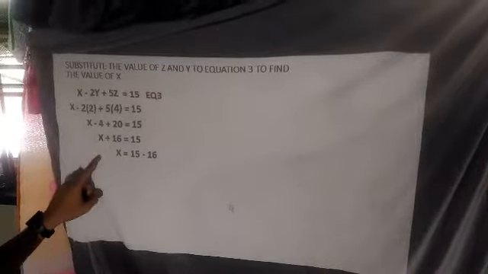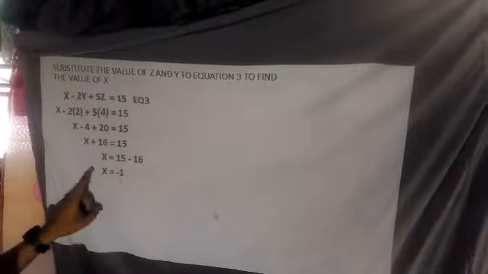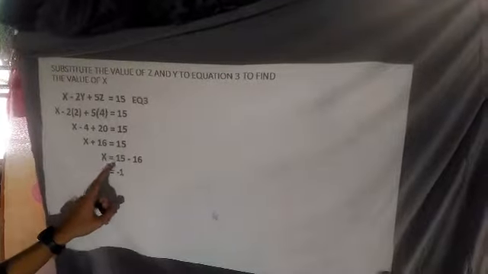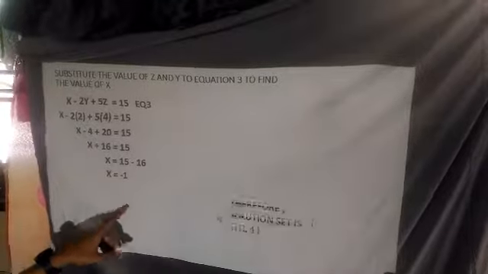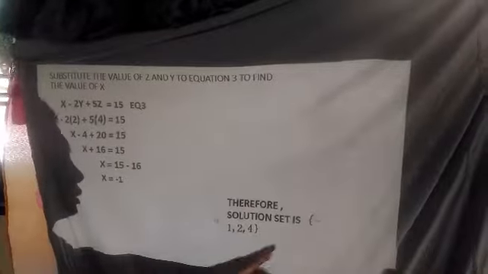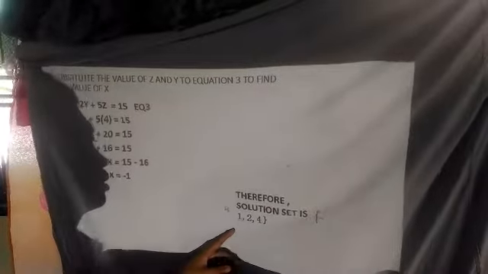So we transpose the positive 16 to the right side, so it became negative. So you have x equals 15 minus 16. So you get negative 1, your x. So you get our three variables, x, y, z. So therefore, our solution set is x is negative 1, y is 2, and z is 4.